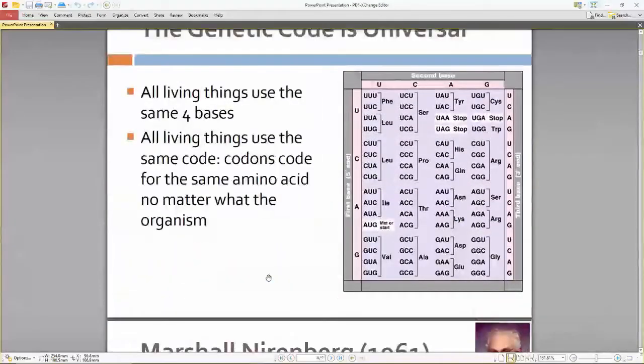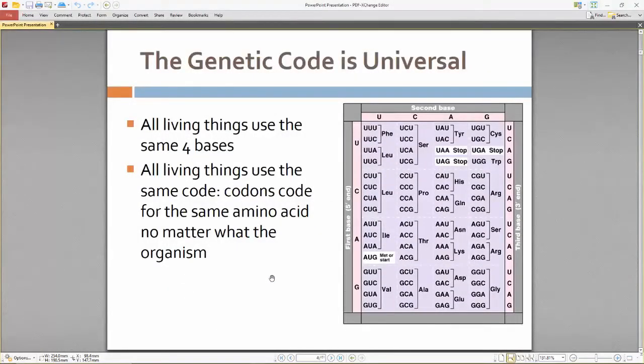Just a semantics thing, do you know is there a reason why they use U instead of T? Because on the RNA, which is what codes for the codons, uracil is replacing thymine. Okay, so that's why they use U in RNA. Okay. Yep.